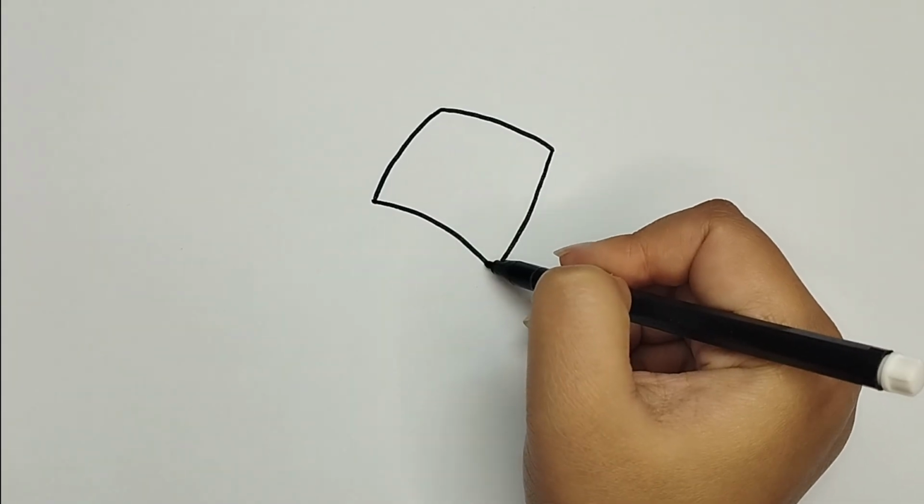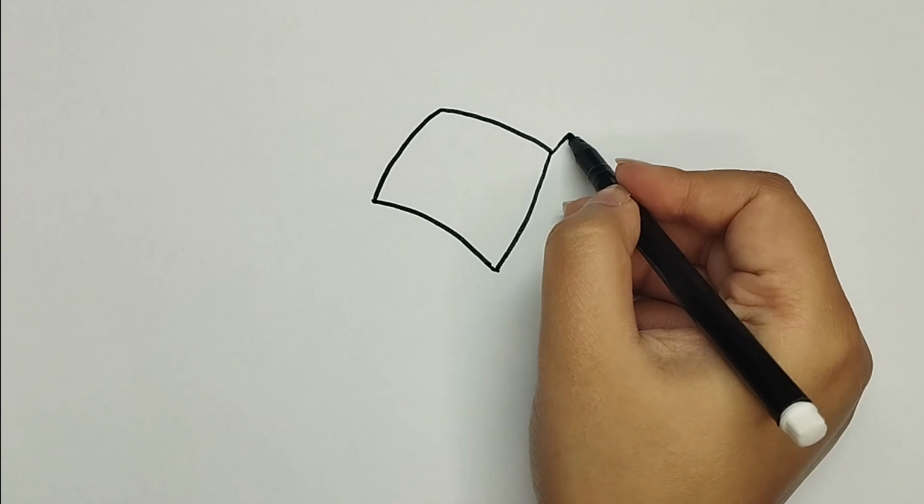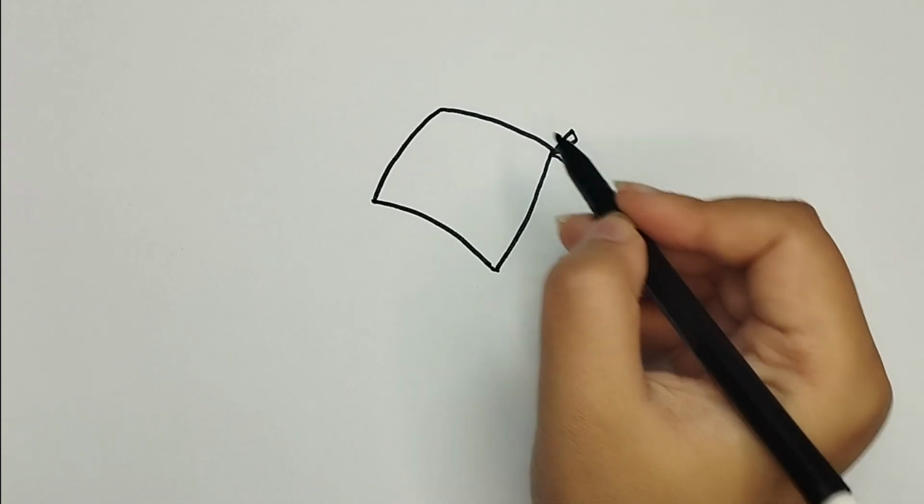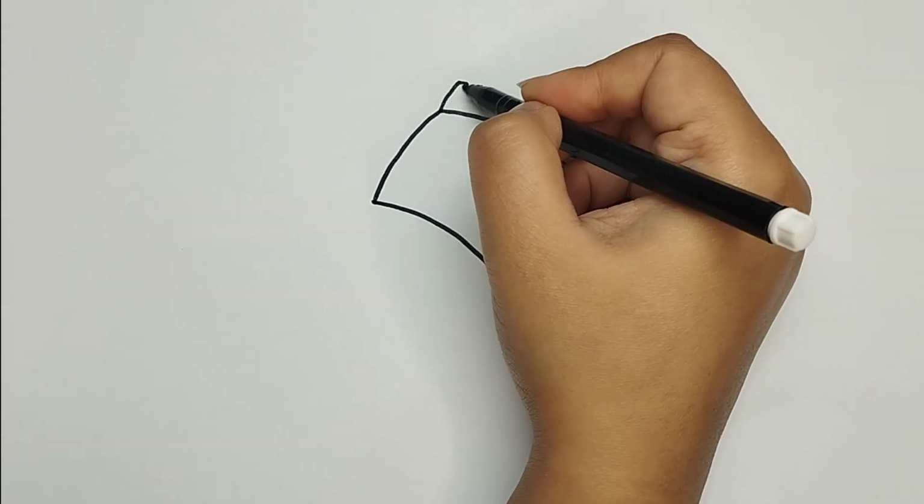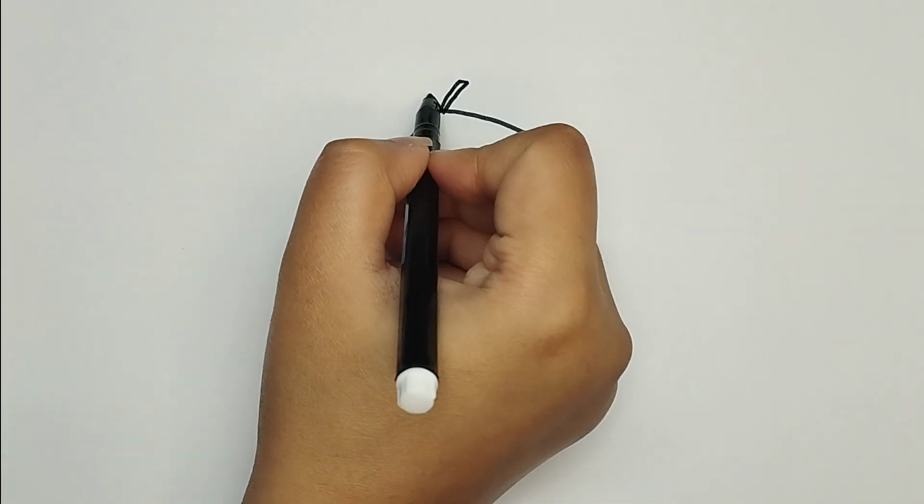Let's begin by sketching our lively kite. Draw a fun shape with a tail dancing in the wind. Add details like bows or patterns. It's your kite, and the sky's the limit.